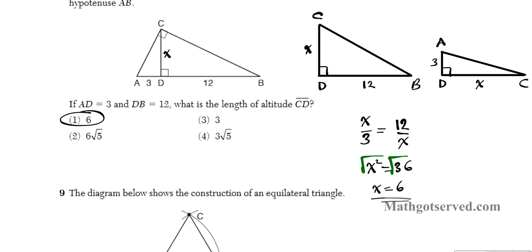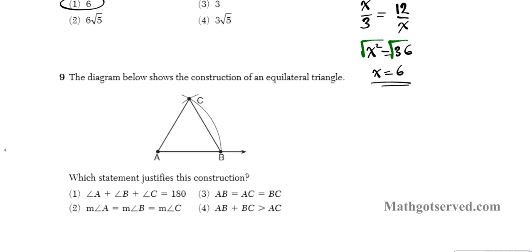All right, let's move on to question number 9. Question 9 says the diagram below shows the construction of an equilateral triangle. Which statement justifies the construction? So what we're doing here is we're using a compass and we're creating multiple arcs, okay?